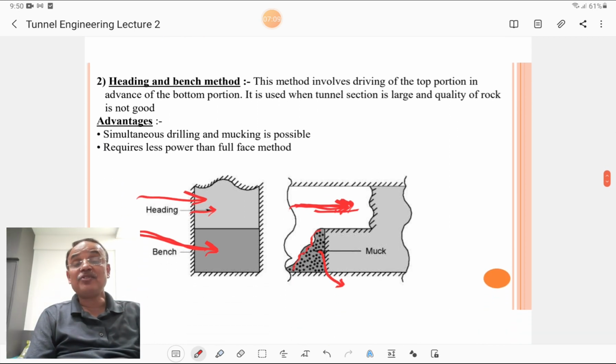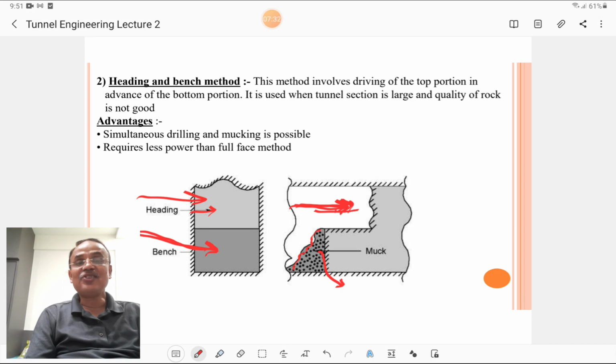Heading and bench method. The top section of the tunnel is termed as a heading, and the bottom section is termed as a bench. Then such a method is called a heading and bench method. This method involves driving of the top portion in advance of the bottom portion. So in the heading portion, the work of tunneling is carried out at the earliest, and it is used when the tunnel section is large and the quality of rock is not good.